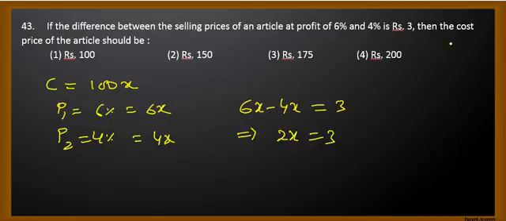What is the question asking? What is the cost price of the article? 100x. Simply multiply by 50 on both sides. You will get 100x is equivalent to 150. So the answer is option 2.